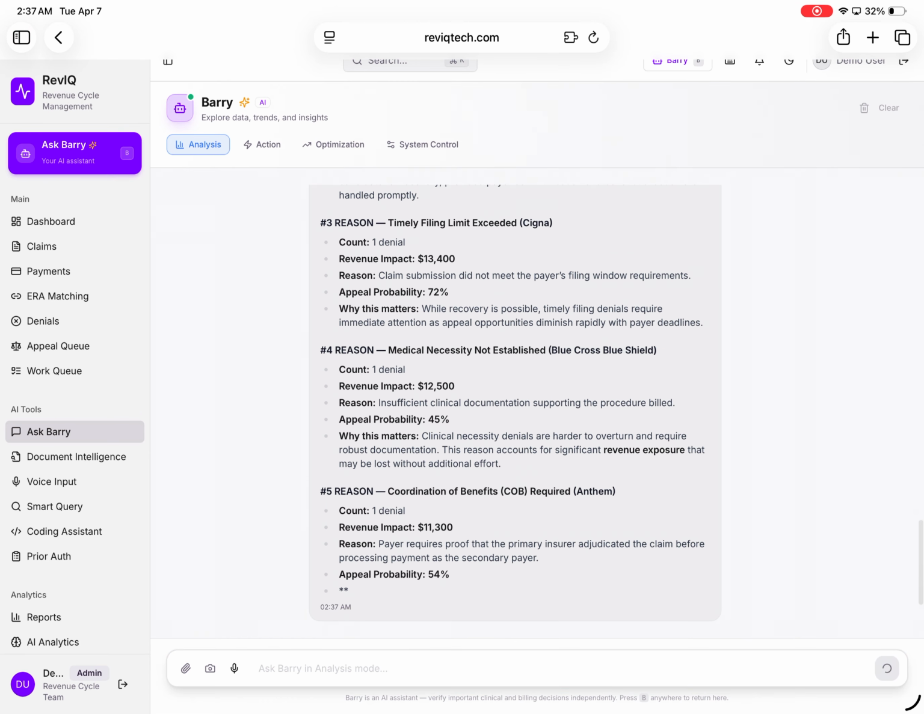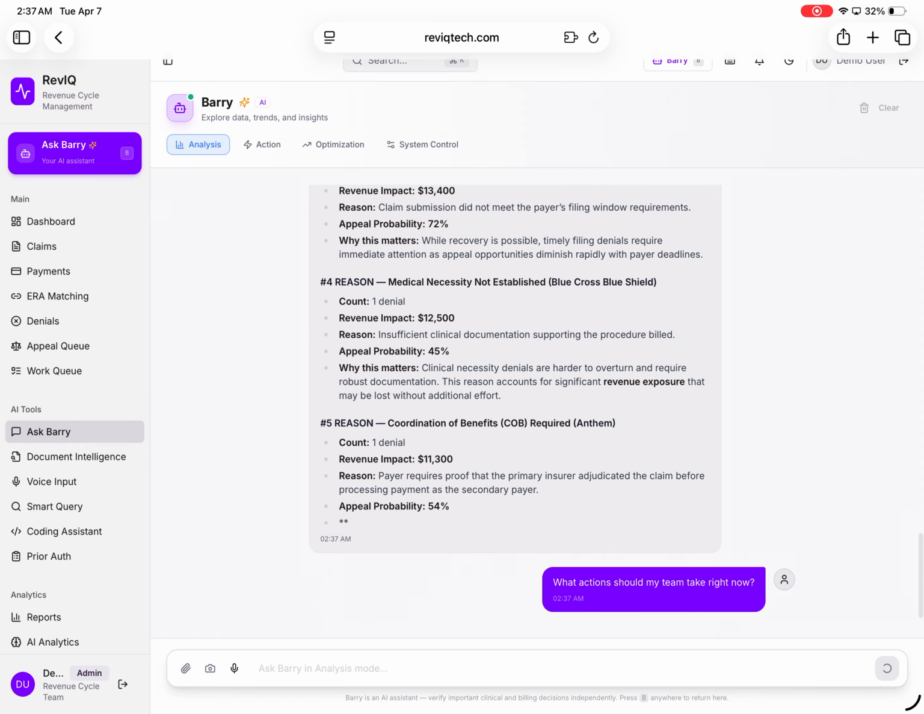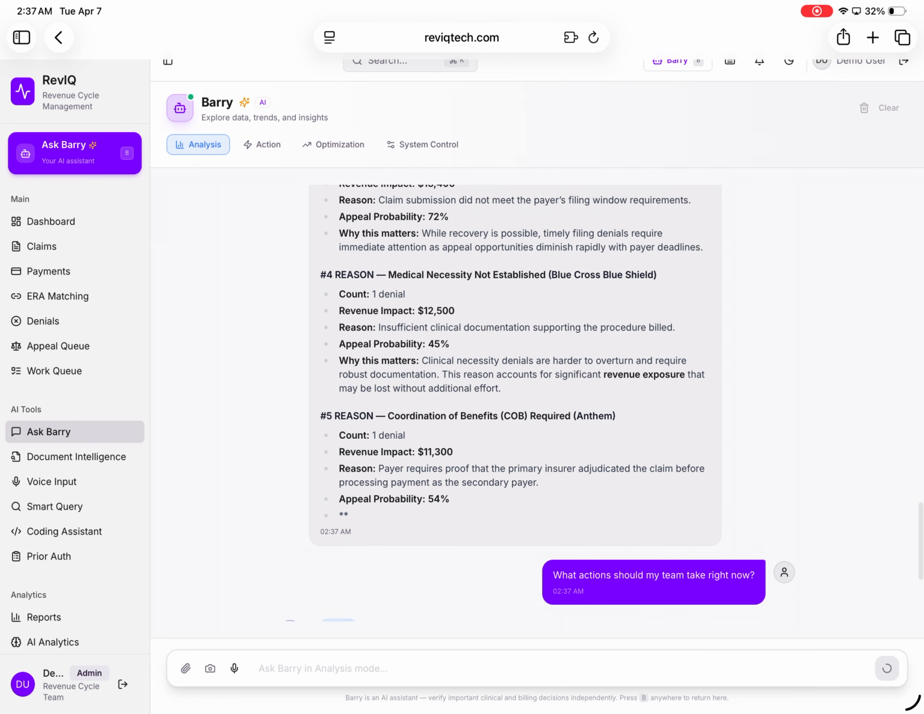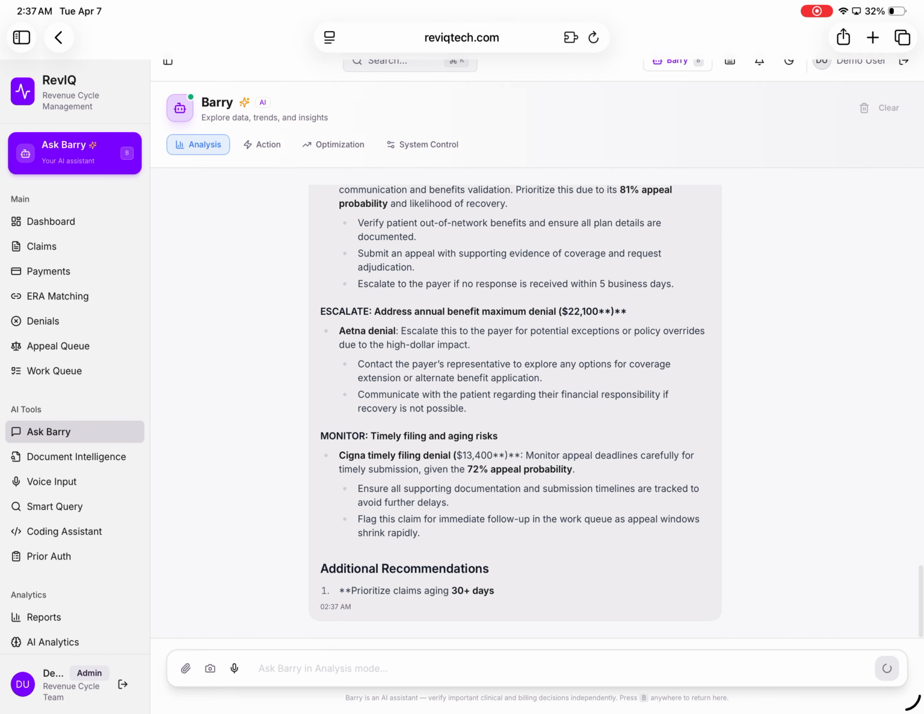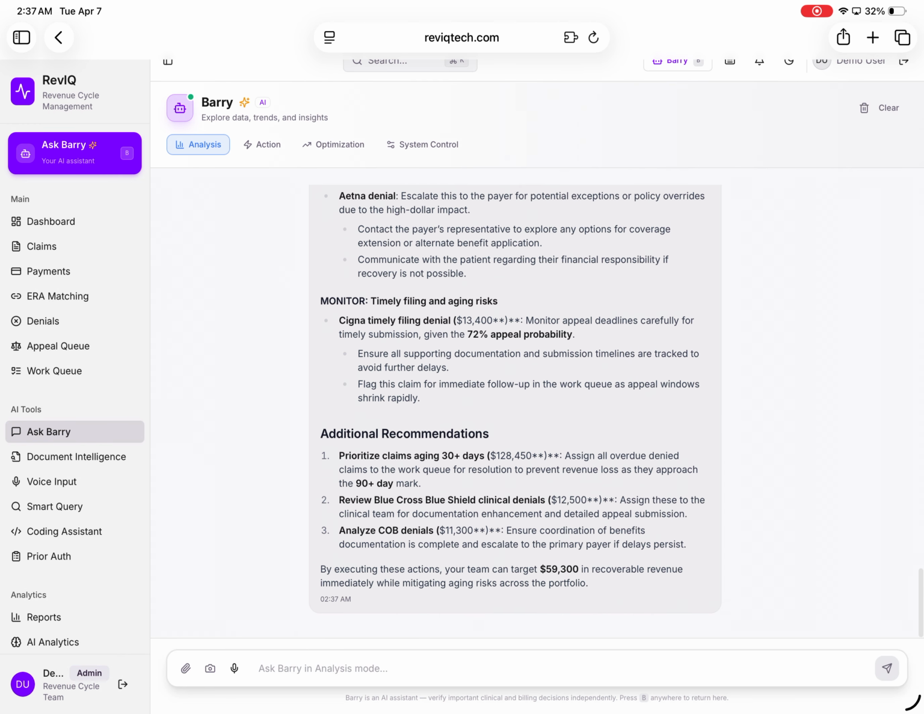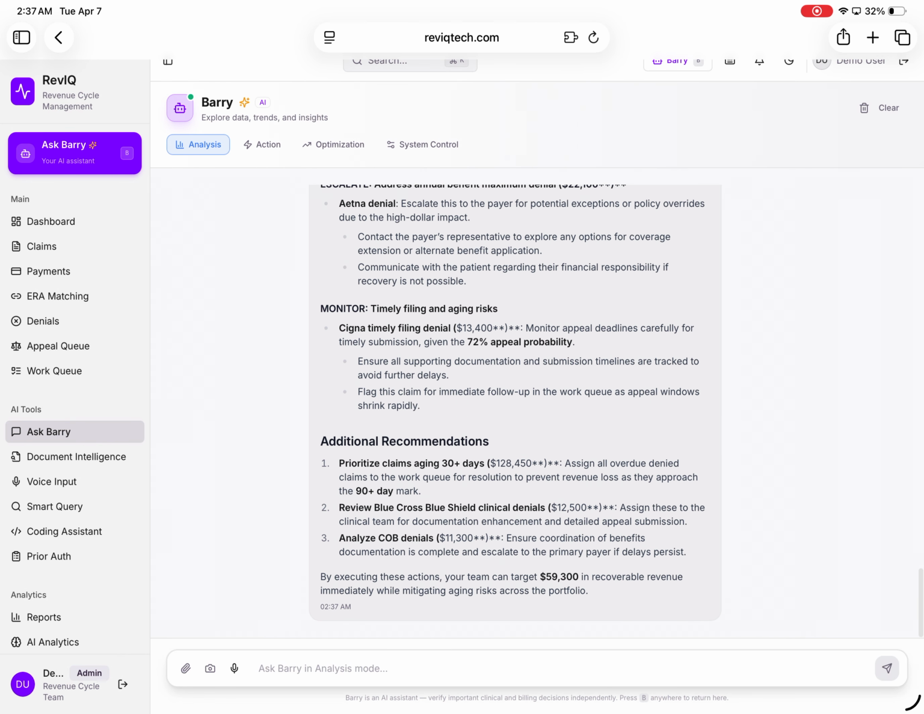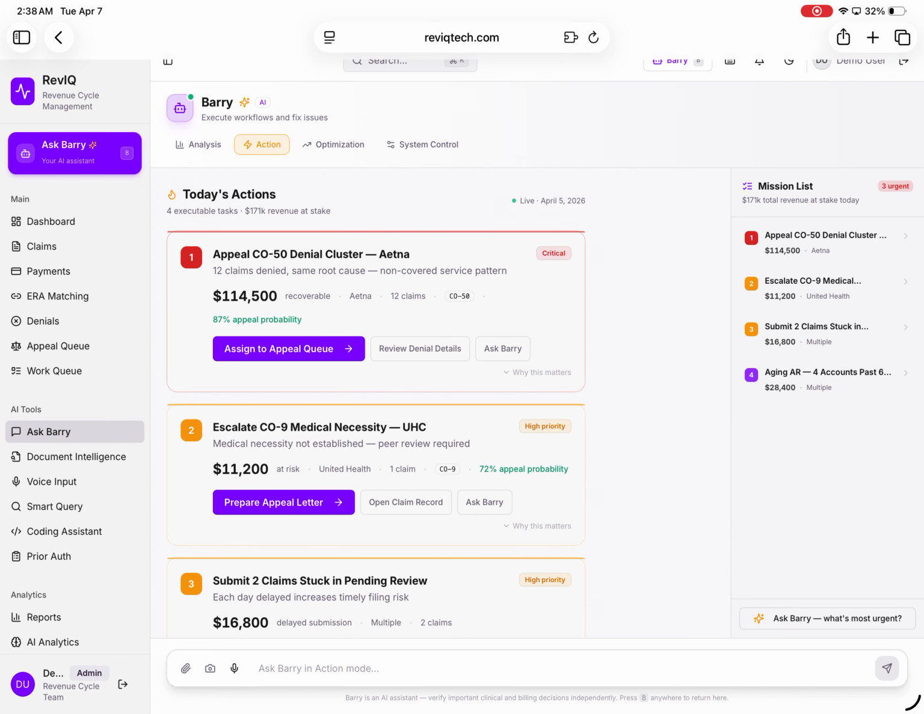What actions should my team take right now? Now this is where Barry separates completely. This is the difference between seeing the problem and actually controlling the outcome. Now we move into action mode. Same system, same data, but now it's thinking in terms of execution, what needs to be done, in what order, and where your team should focus. So instead of reacting, your team is working with direction. Barry organizes the work, prioritizes it, and makes it clear what to do next.